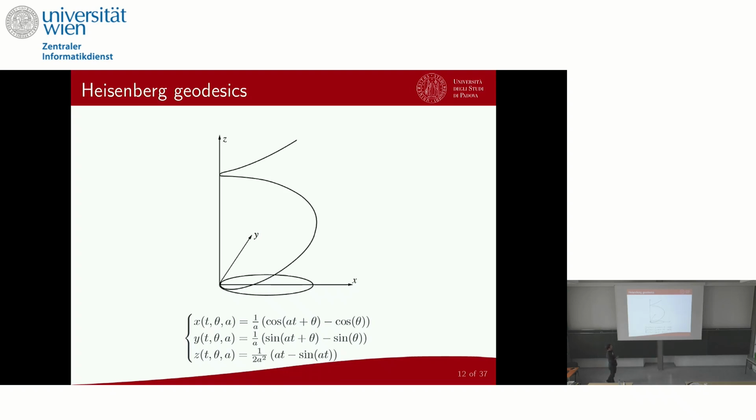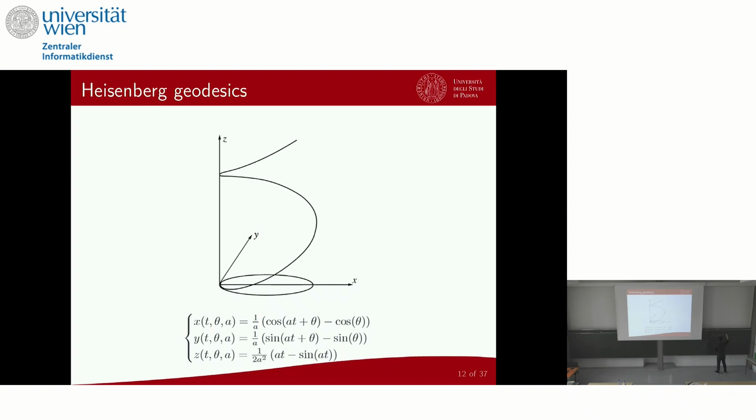One is an angle, theta, and one is a variable I called a, which a priori is a real number. And so you have curves that project on circles, as you see here. The radius of the circle is 1 over a, so the bigger a, the smaller the circle. And then you have the third coordinate, which is the area spanned by the horizontal projection. Okay, so if you don't see this geometric interpretation, you have the formula here. And another interesting property of the Heisenberg group is that we also have the dilations.